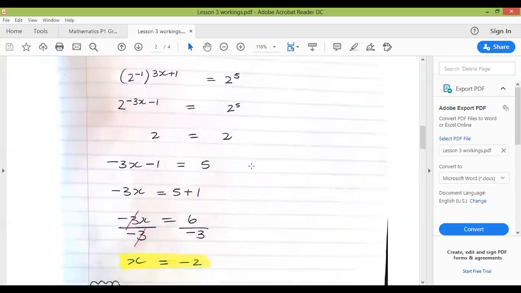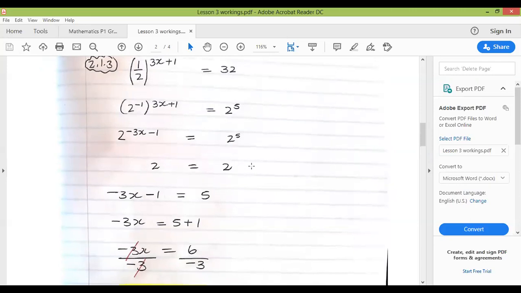Then your step number 3, you must drop your bases. If the bases are the same in an equation, you must drop the bases, only if they are the same. If they are not the same, you are not allowed to drop the bases. So on your left-hand side, you've got 2 base. On your right-hand side, you also have 2 base. So you can drop the bases. Do you get my point? Therefore, you'll be left with -3x -1 is equals to 5. Does it make sense? Because you have dropped your bases now.